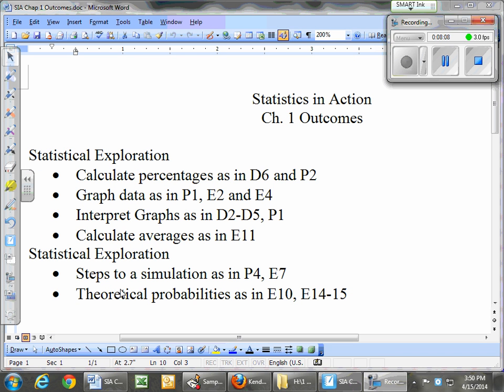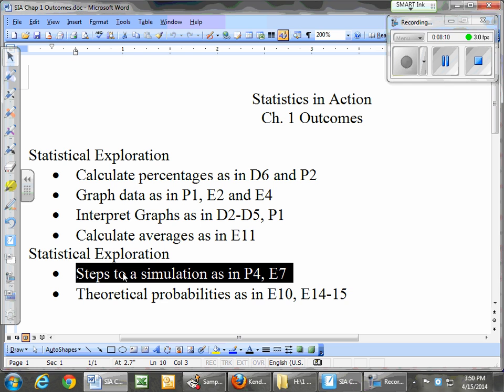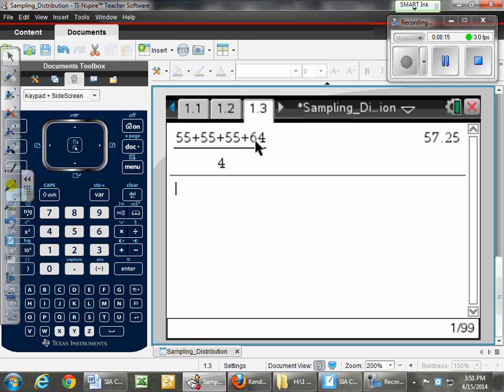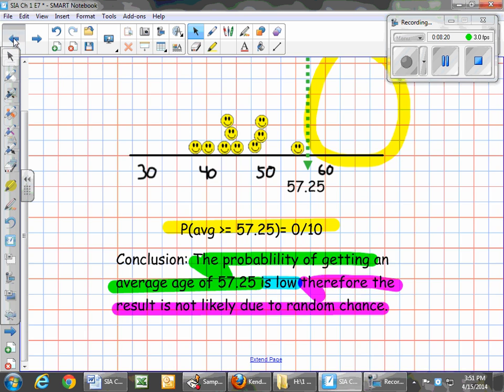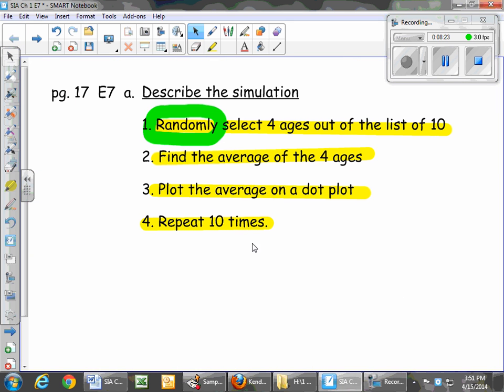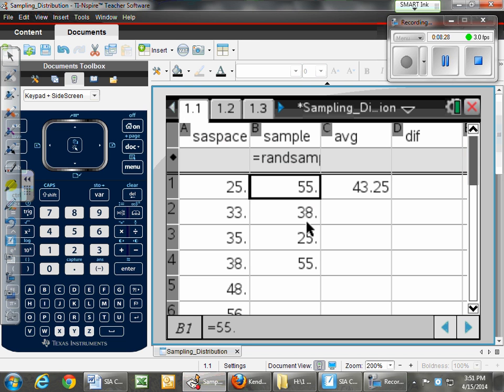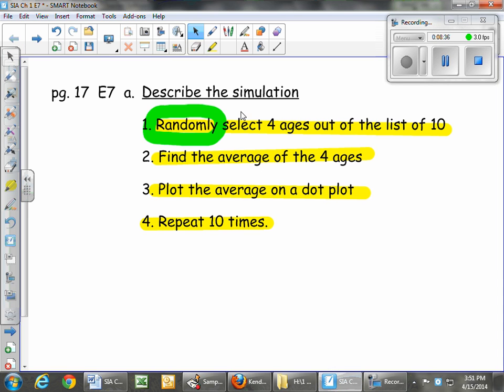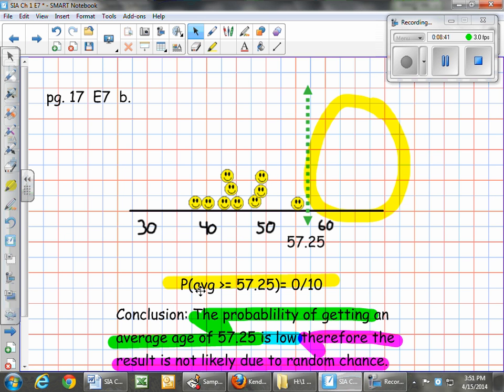So the whole second page of the test is just like question E7 there, where you went through and made an observation. And we said here was the average that we came up with. You have to go through and describe how you're going to do your simulation. You need to carry that simulation out. So make sure you have this ready to go on your Inspire before you start. You're going to have to plot those averages as you pick them randomly with the Inspire. Calculate the probability, and then write this canned statement.